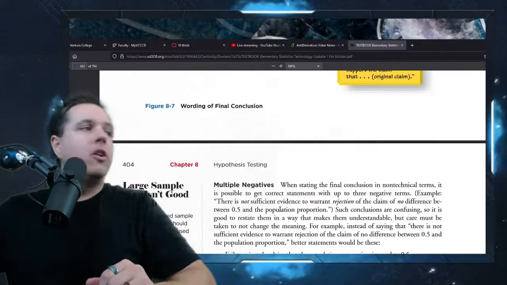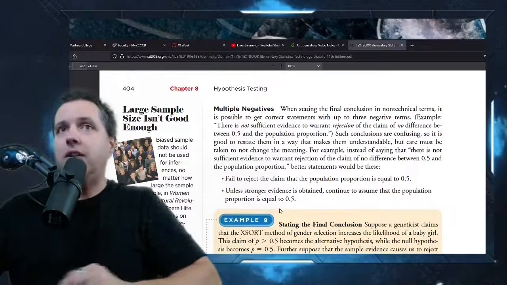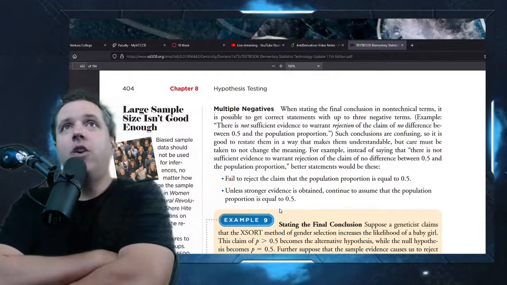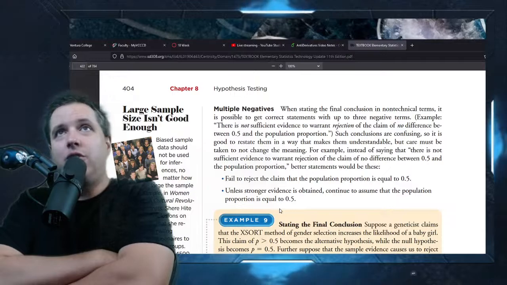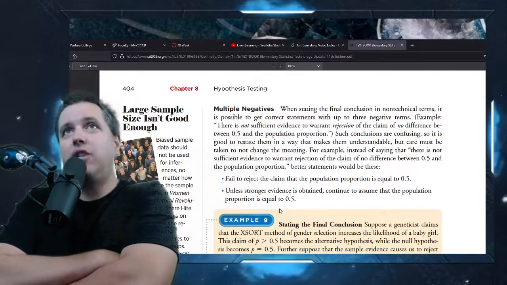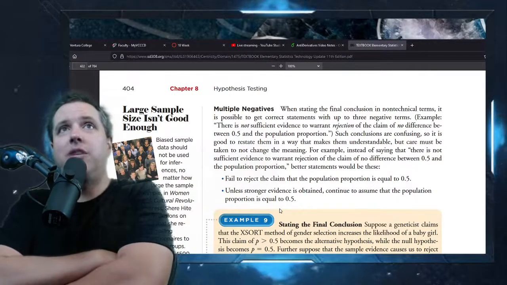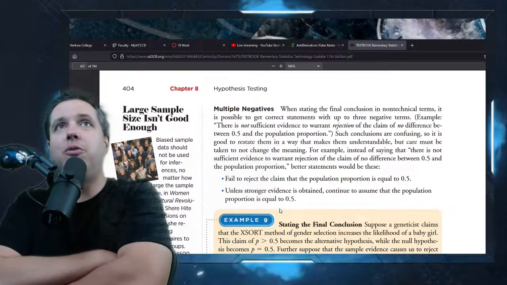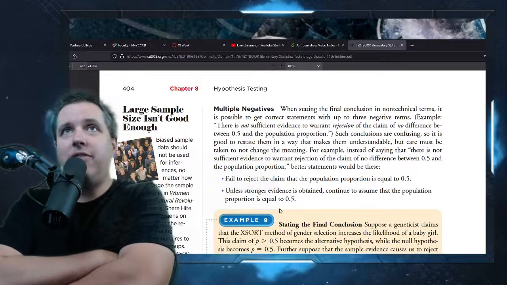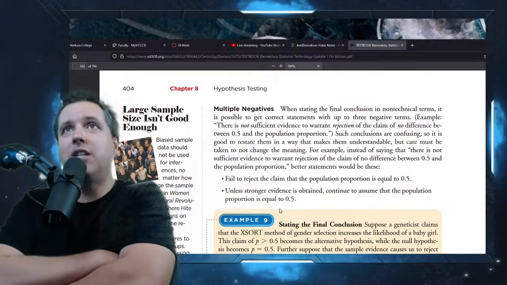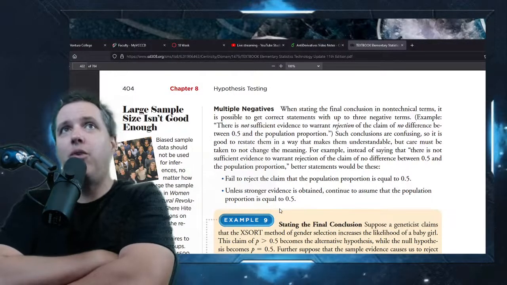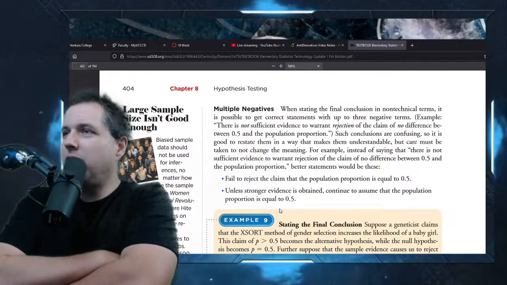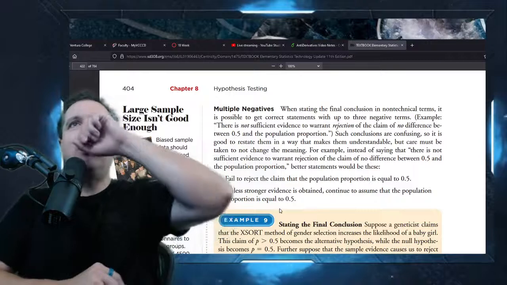Right. Okay, multiple negatives are confusing. They're definitely confusing, multiple negatives. Right, so when stating the final conclusion in non-technical terms, it is possible to get correct statements with up to 3 negative terms. So, for example, there is not sufficient evidence to warrant rejection of the claim of no difference between 0.5 and the population proportion. So that gets a little confusing when we keep throwing negatives out there.